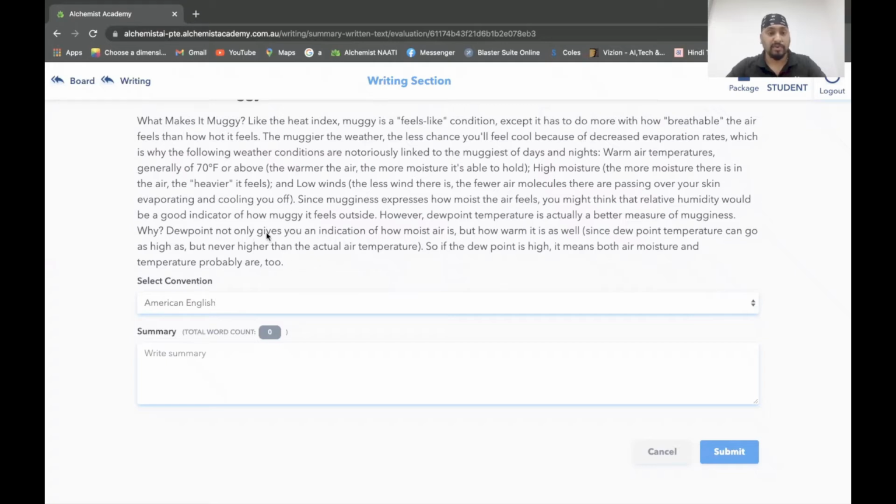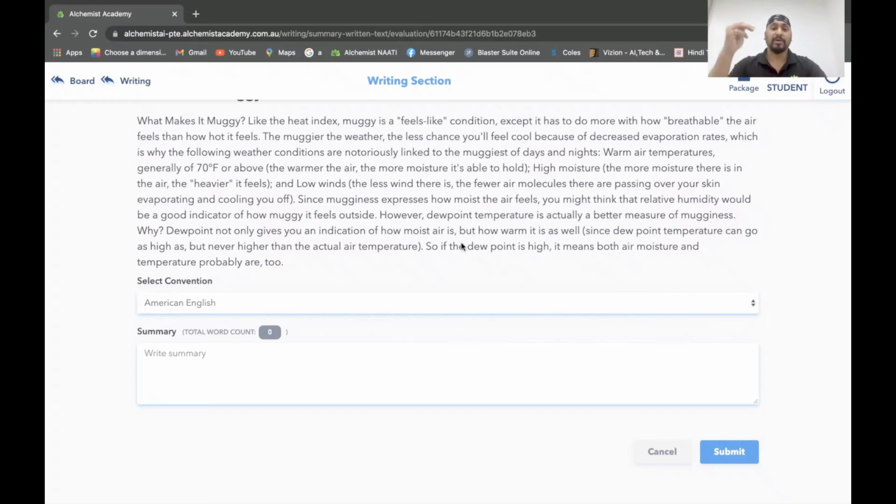Why is that? Dew point not only gives you an indication of how moist the air is, but how warm it is as well. Okay, fair enough. Since dew point temperatures can go as high as, but never higher than the actual air temperature. So if the dew point is higher, it means both air moisture and temperature probably are too. Okay, so what I learned from this summary is, first of all, they used a phrase called "muggy", and that's what they're trying to explain, like what exactly is muggy. And they're talking about how do you measure the temperature? How do you measure the heaviness of the air? How do you measure whether the air is quite muggy or not? So that's what the summary is about.